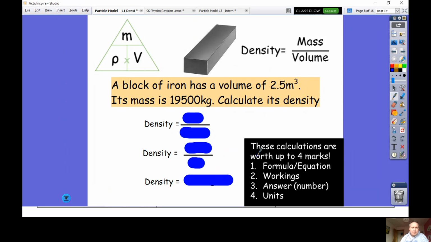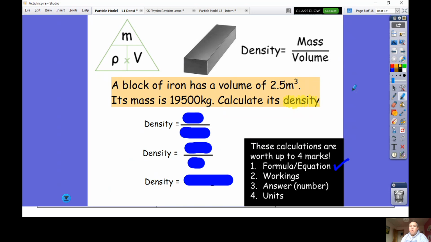The question says, a block of iron has a volume of 2.5 meters cubed. Its mass is 19,500 kilograms. Calculate its density. Let's see the 4 things we need to do to work out the calculation and get the maximum marks. 1, we write down the formula or equation we are going to use. This question is asking us to calculate density.